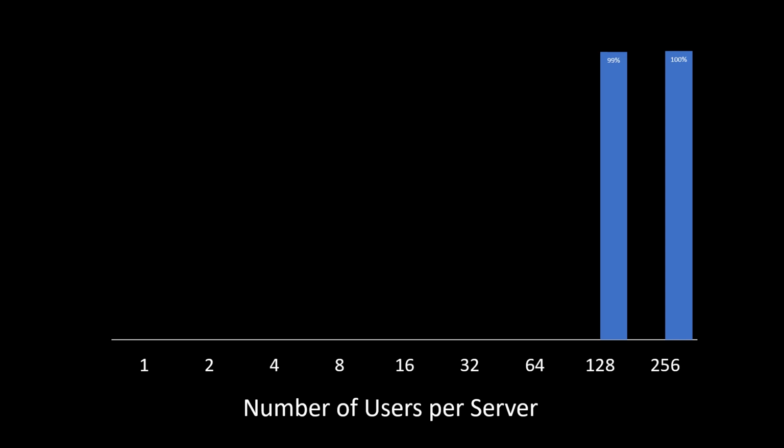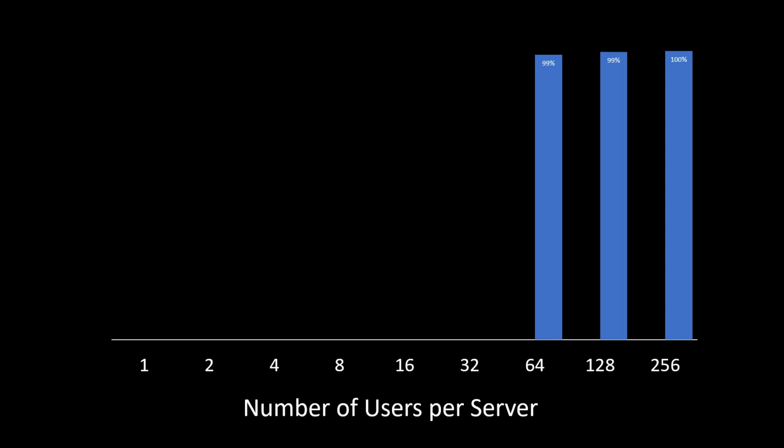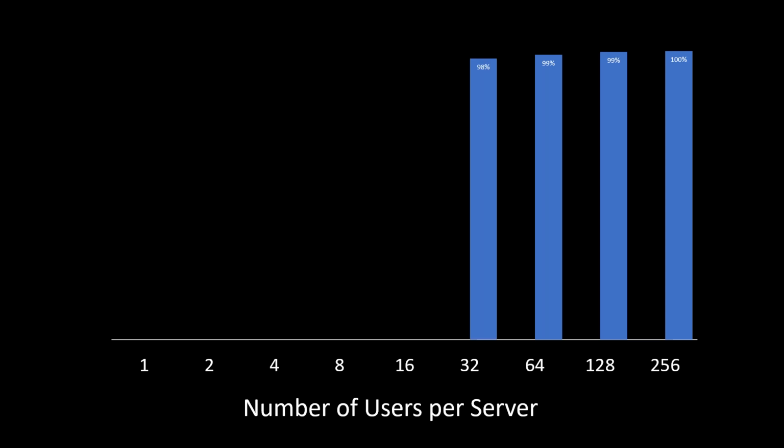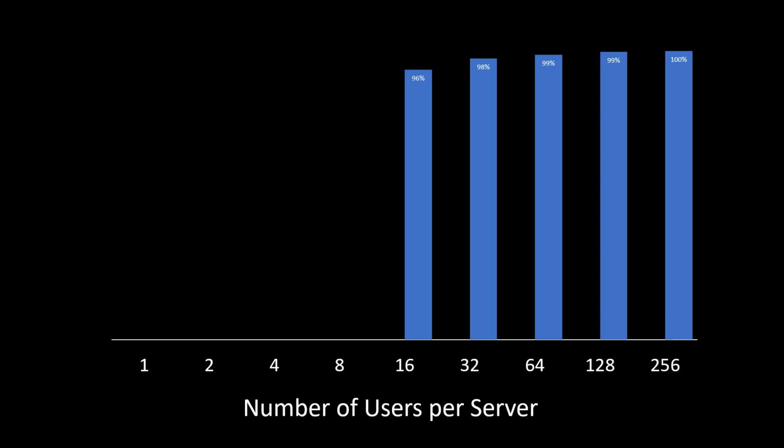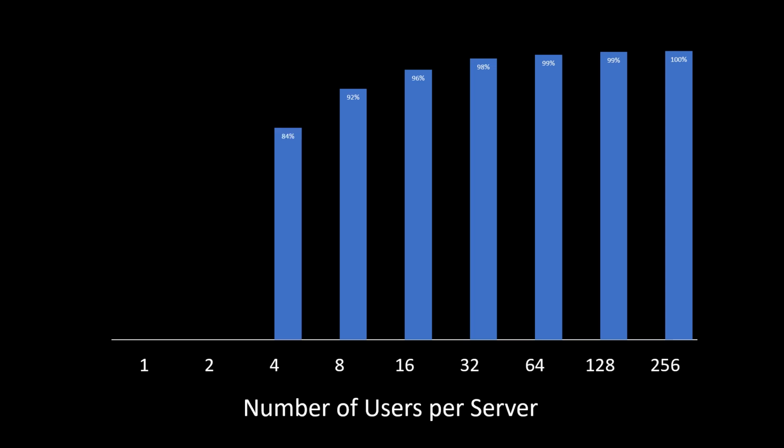What about 128? Oh, that rounds to 99%. 64, still 99%. 98% for 32, now 16. Now this is what we saw, right? This is our run, so 96%. And then let's go down to single session, so 1 user per server. And then you get what you absolutely know must happen, right? 50% of your users log off and you can turn 50% of your infrastructure off.